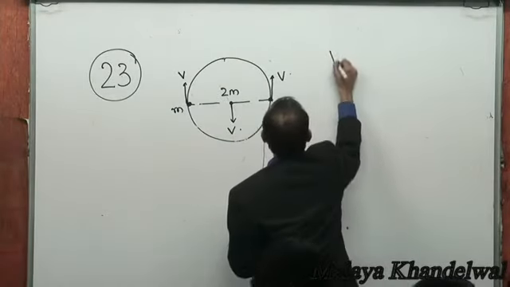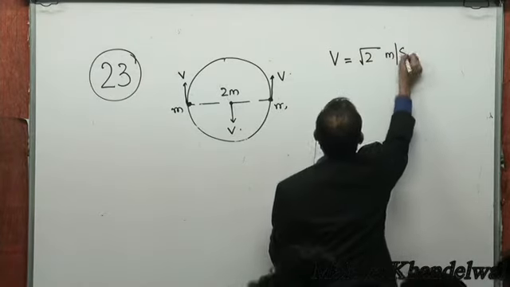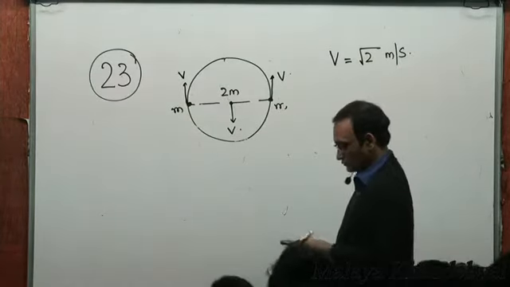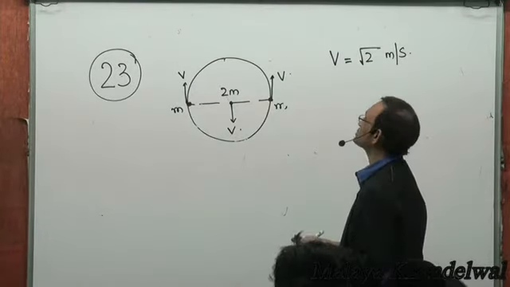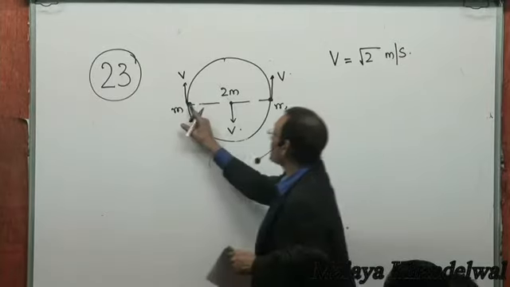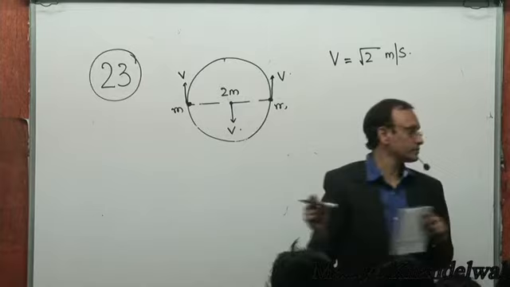V is given to be √2 meters per second. Find the speed of the particles before they collide. We want to find the speed of these particles, particle A and particle B, say, just before they collide. All right.